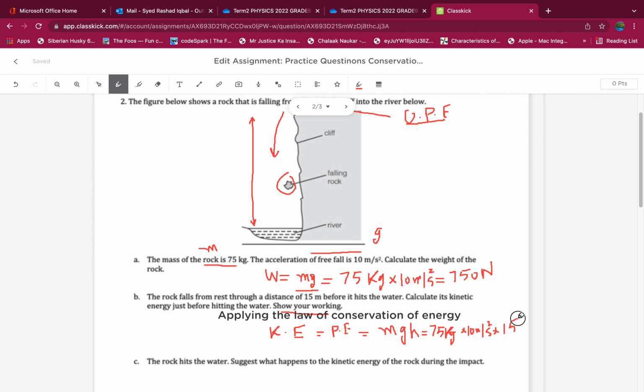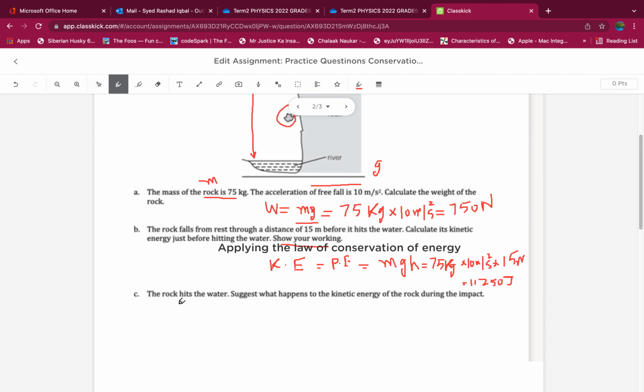So when you multiply all these quantities, you will get 11,250. What is the unit? The unit for energy is joule. This J stands for joule.